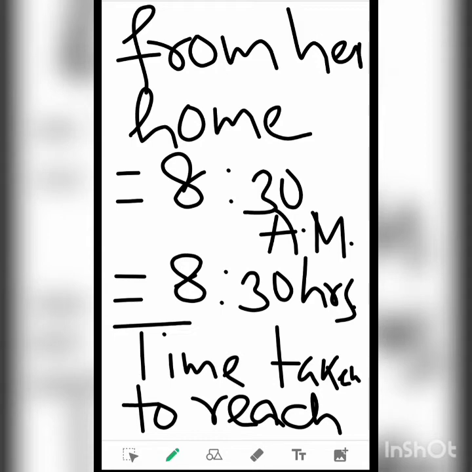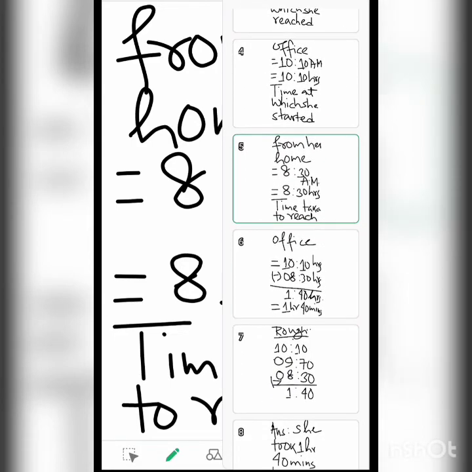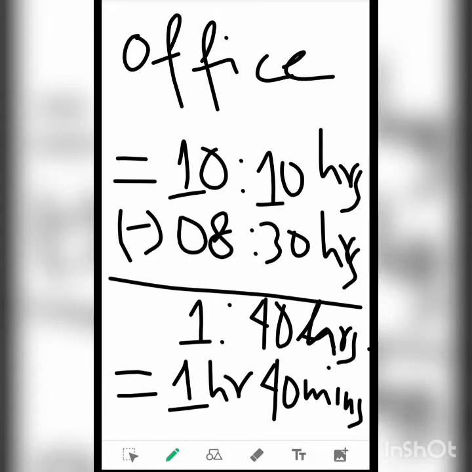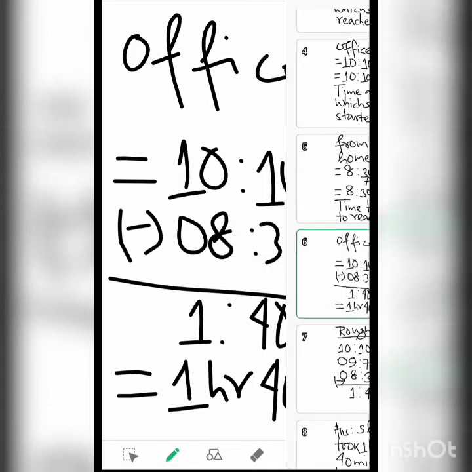Now time taken to reach office, how will you get that? From 10:10 hours you have to subtract 8:30 hours. So you put it as it is, as I have already told you, and come to the next board.